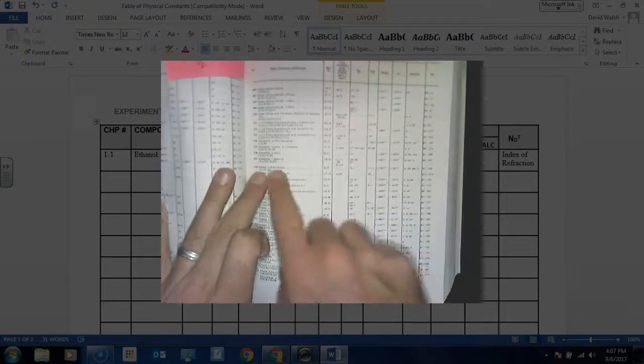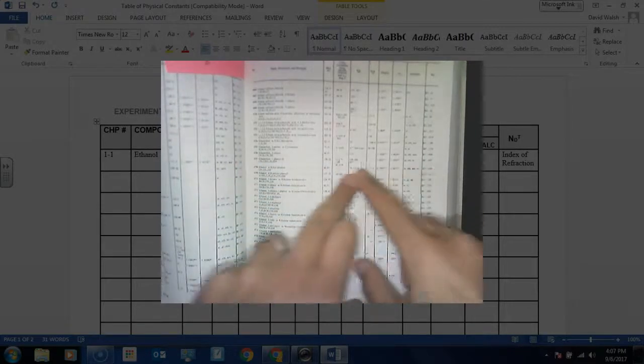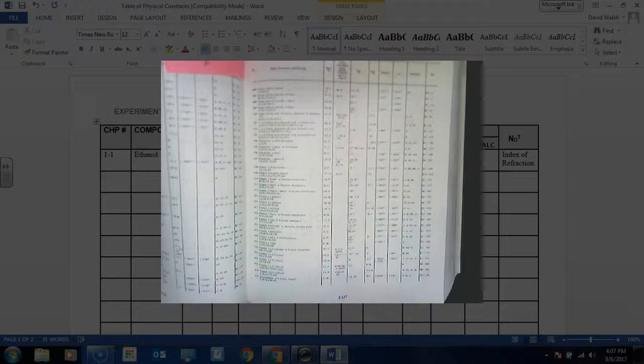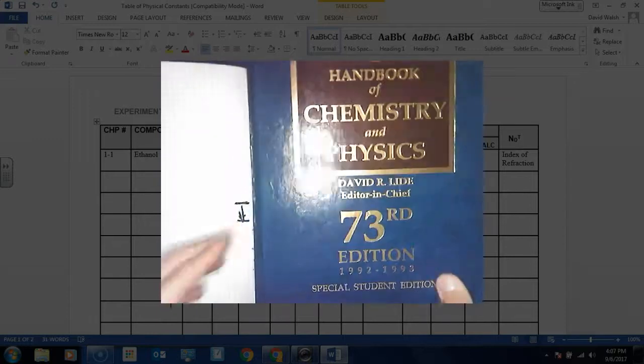So this book has all the information right through it, and it's like looking something up in the dictionary. This is basically a dictionary for physical constants. So this is the CRC.